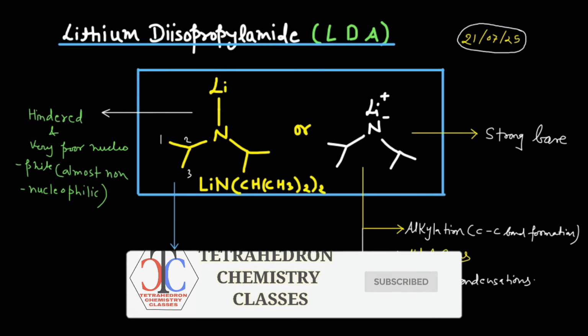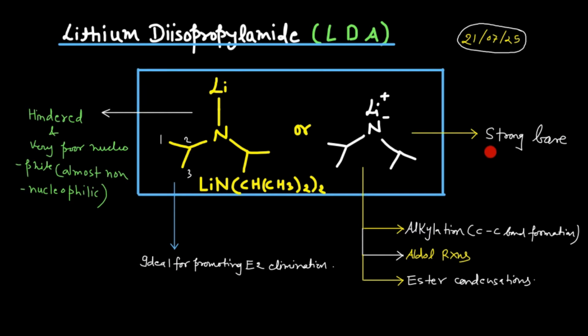First of all, you should remember it's a very strong base. Please remember, it's a very strong base, and it is much stronger than your hydroxide or any alkoxide ion. Due to the presence of these two bulky isopropyl groups, it's a hindered base. Hindered base means this nitrogen is overcrowded with these two isopropyl groups, and this hindered nature is due to these bulky groups. So it's a bulky strong base, because this nitrogen is hindered.